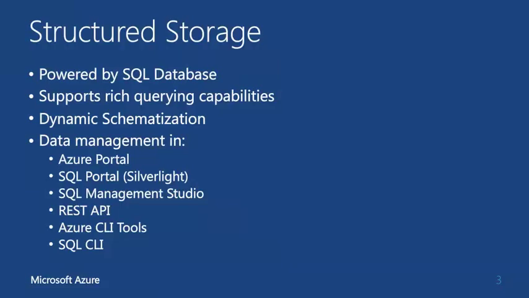In this case, when we insert a new record with new additional properties, Azure Mobile Services will automatically generate all required columns. It's a very good feature. And of course, we can manage this structured storage using the Azure Portal, the Silverlight tool provided by Microsoft on the Azure Portal, our old and familiar SQL Management Studio, and a lot of other tools. So basically, if we have a favorite tool for working with SQL Server, it's not a problem to use it for working with the Azure Mobile Services backend database.